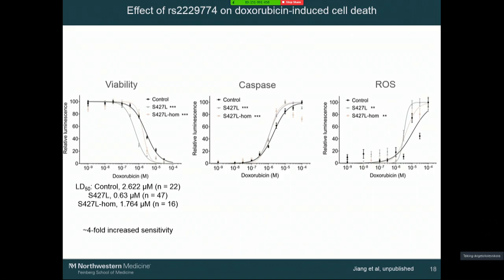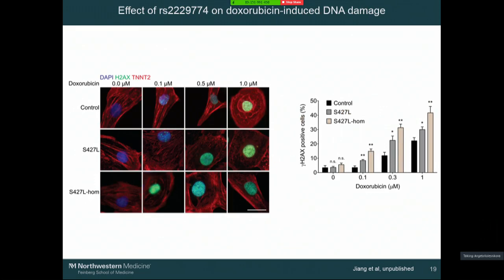So we see the cells die more easily. They produce caspase 3,7 at lower doses, and they still have this reactive oxygen species phenotype. DNA damage at lower doses, as we previously saw.